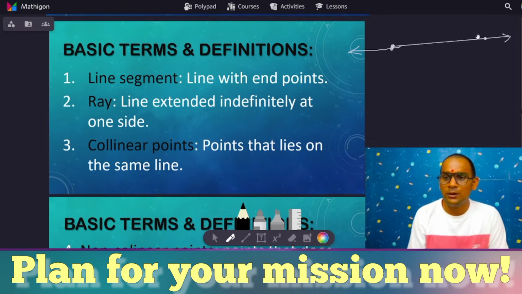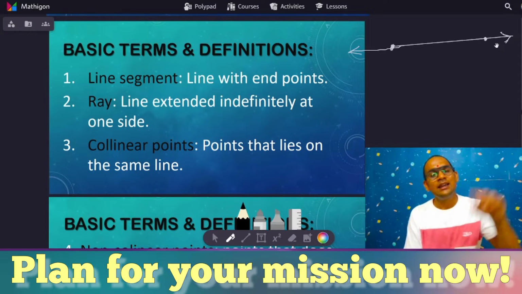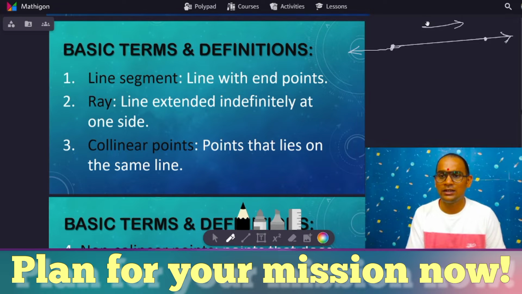Now we use dots to represent the endpoints, and the arrow represents that the line keeps going on and on. That's why a line is represented by an arrow on both sides. A ray is represented by an arrow on one side and a dot on the other side. A line segment is represented by a dot on both sides. I hope this basic thing is very much clear.